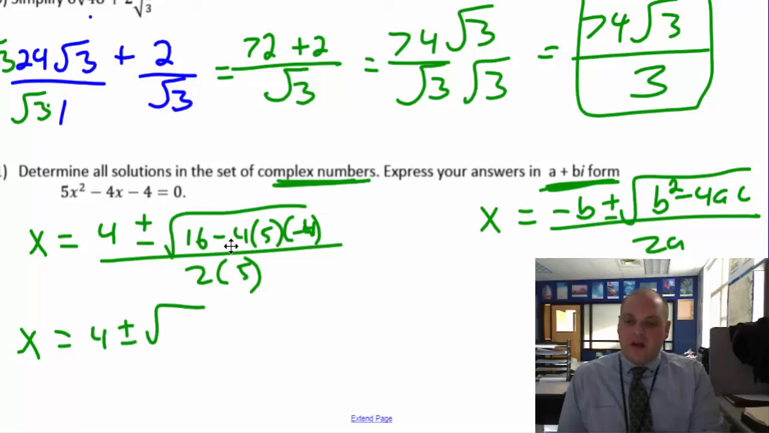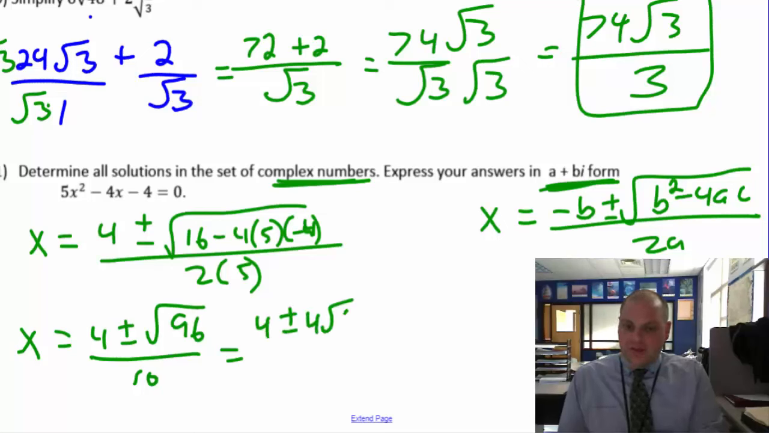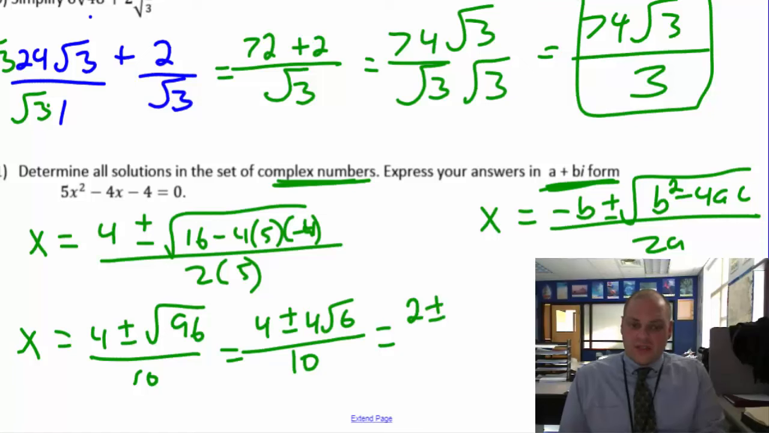All right, so that's going to be 4 plus minus, this comes out to be 96, over 10. And that comes down to 4 plus minus 4 radical 6 over 10. And then 4, 4, and 10 can all divide by 2. So that's 2 plus minus 2 radical 6 over 5.